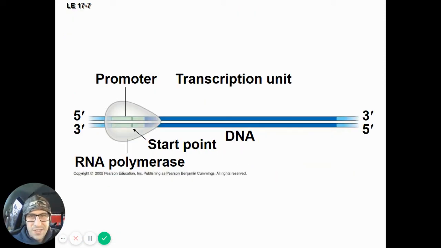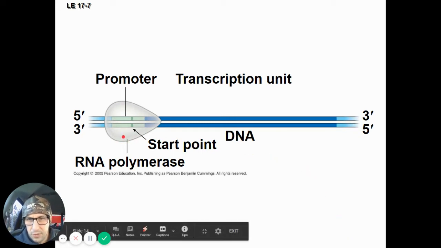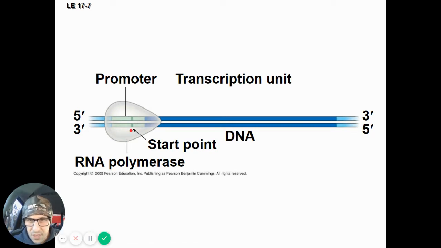Okay, so we see here this translucent guitar pick looking thing right here is RNA polymerase. This area that's in kind of minty light green is called the promoter region. And then we have this little start point. This dark blue area right here is called the transcription unit. For our purposes, that is also known as the gene.